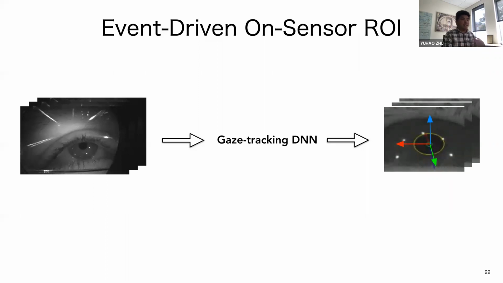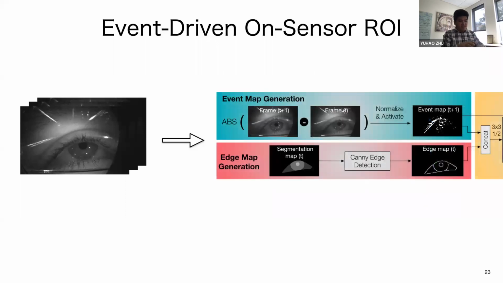So our idea is to use the notion of events. What I mean by events is essentially a per-pixel activation map. For each pixel, we look at how much it has changed between two consecutive frames. And a pixel is only activated if the luminance, the pixel intensity, has changed above a particular threshold, and then we would activate the pixel.